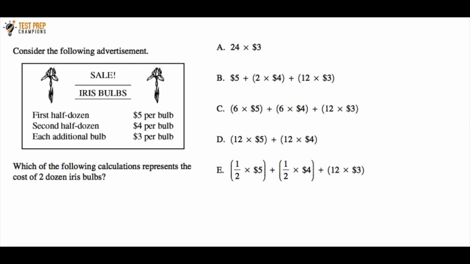Consider the following advertisement. Sale on iris bulbs. For the first half dozen, $5 per bulb. Second half dozen, $4 per bulb. Each additional bulb, $3 per bulb. Which of the following calculations represent the cost of 2 dozen iris bulbs? Is it A, B, C, D, or what about E?